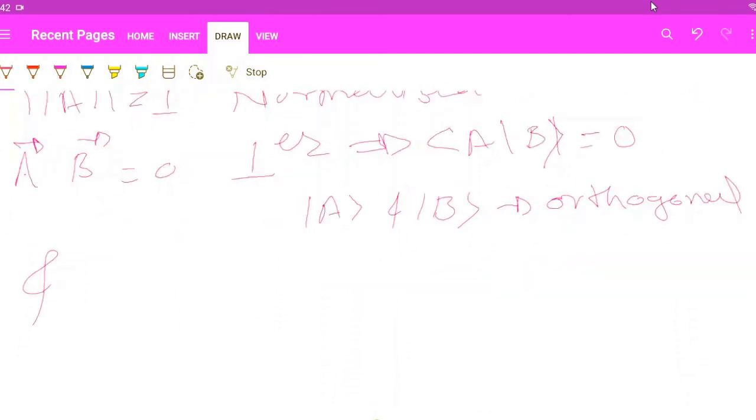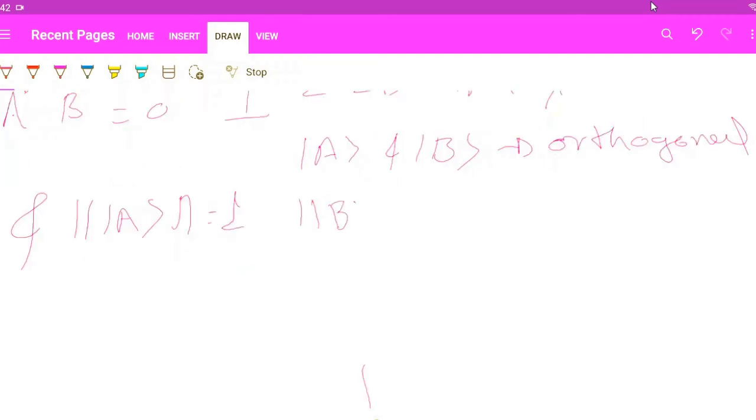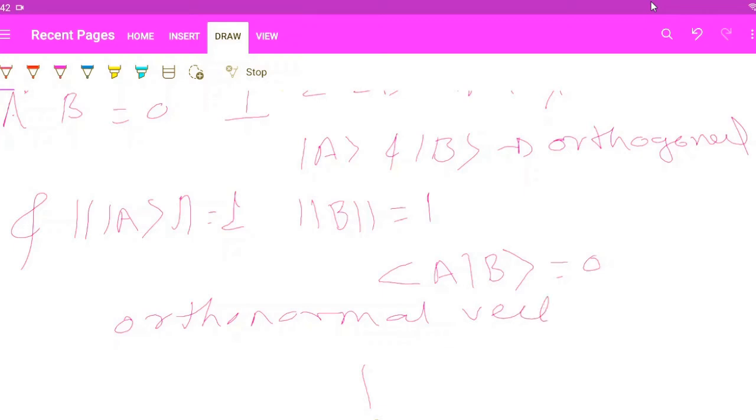And if the norm of vector A is equal to 1 and the norm of vector B is equal to 1, and A dot B is equal to 0, they are known as orthonormal vectors.